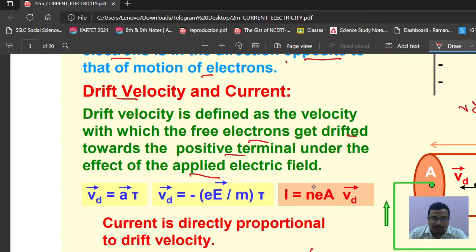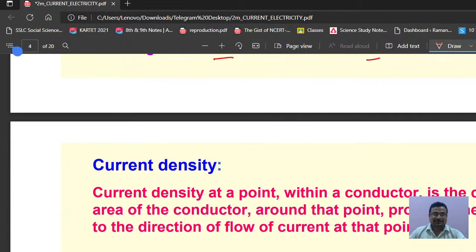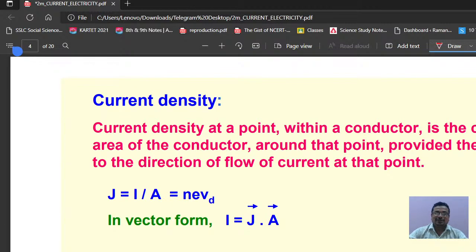So here, n is the number of electrons, e is the charge on the electron, A is the area, and Vd is the drift velocity. So current is represented by this formula. So my dear friends, current is directly proportional to drift velocity. Now move ahead. We are going to discuss the current density.